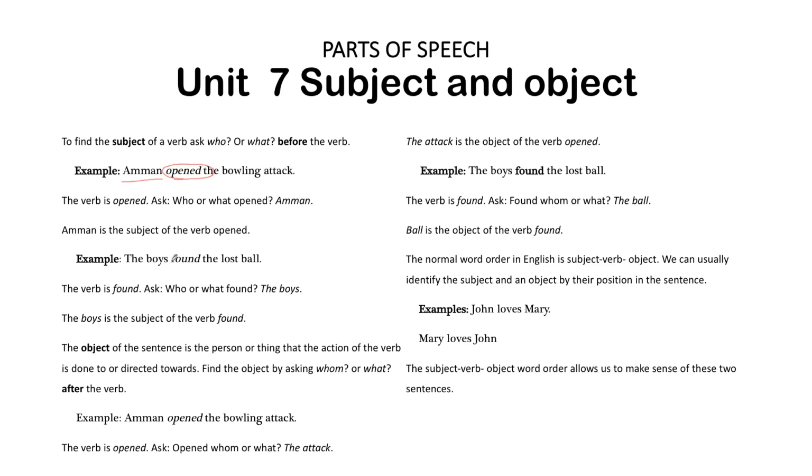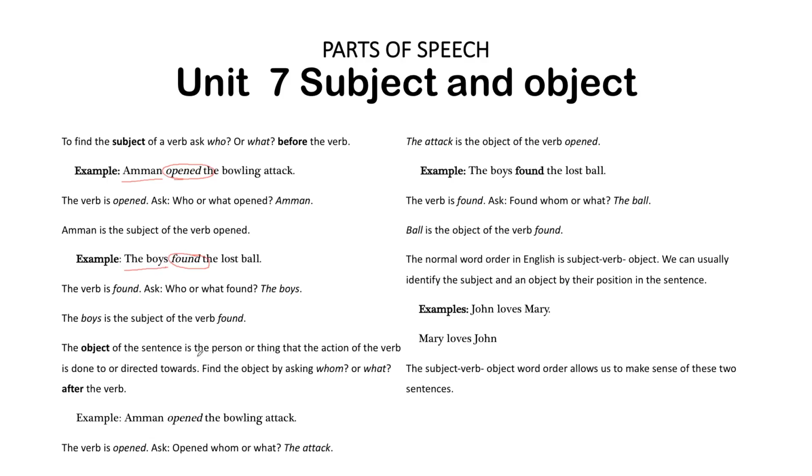Another example is the boys found the lost ball. So it tells us here the verb is found, so we can circle that again. And then we ask who or what found, and it's the boys. They are the ones performing that action, not the ball, the boys.